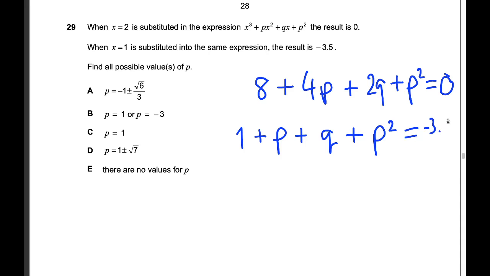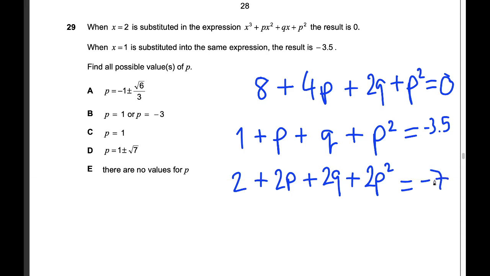minus 3.5. Okay, so I'm going to multiply this second equation by 2, and then I'm actually going to add the minus 7 to the other side. So if I multiply it by 2, I'm going to get 2 plus 2p plus 2q plus 2p squared is equal to minus 7. Okay, is that really what I wanted to do? Yeah, that's fine, that's good. Okay, so then if I add the 7 to the other side, I can make this a 9. Okay, so let's just remember that's a 9.